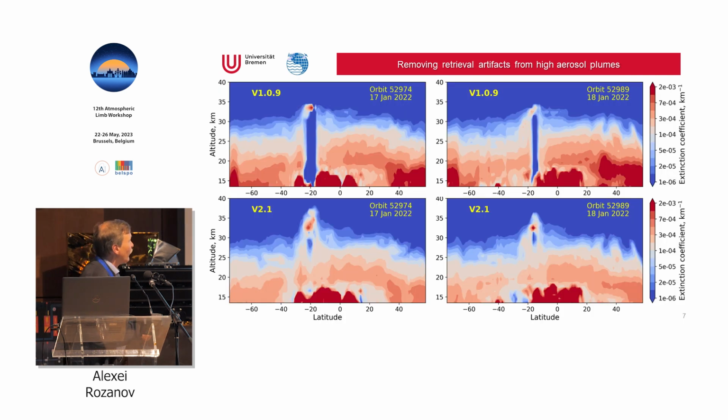Okay, and one more feature. This is the artifact we get with the old version. If you have the plume high, in the region of the reference tangent height, you have this nasty artifact with very low values below, just because you normalize to a completely wrong value. The new version doesn't have this artifact anymore and shows the plume even up to 38 kilometers in this case, and we are quite happy with this behavior.